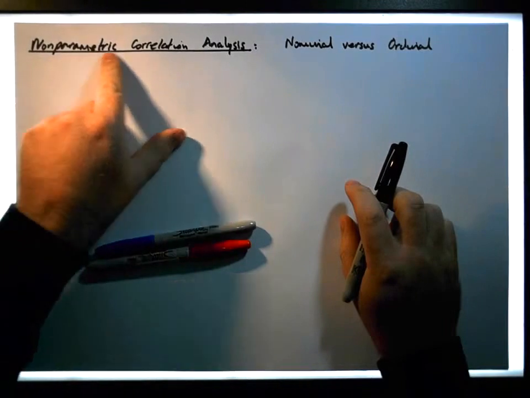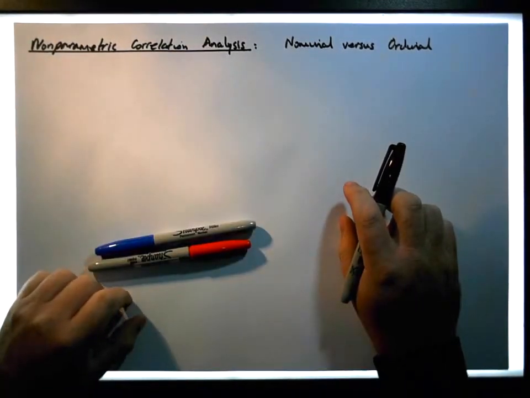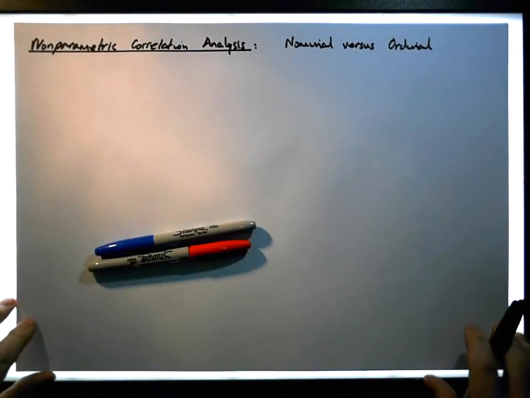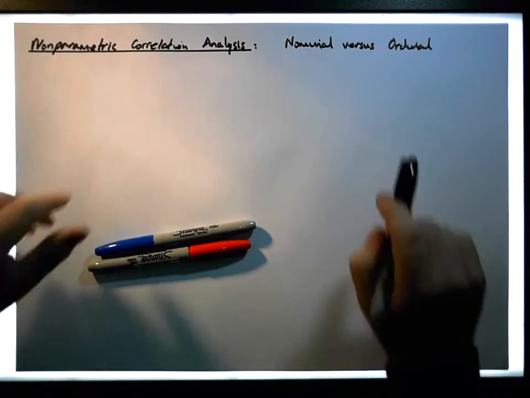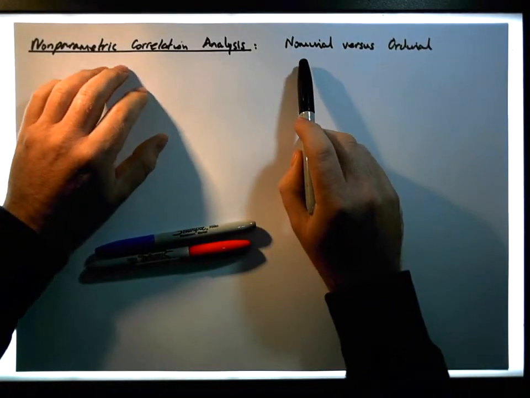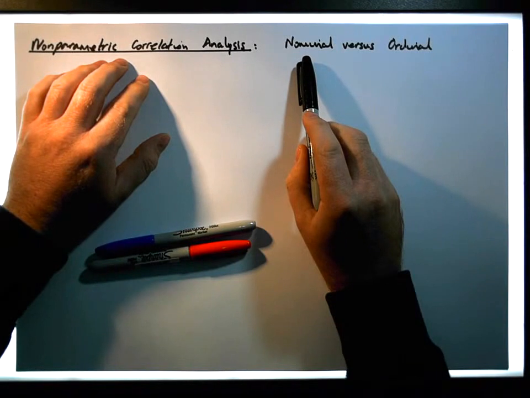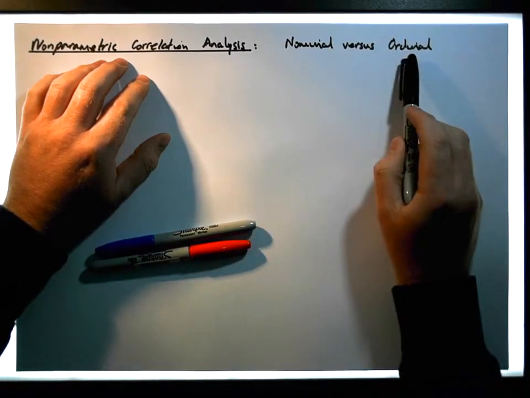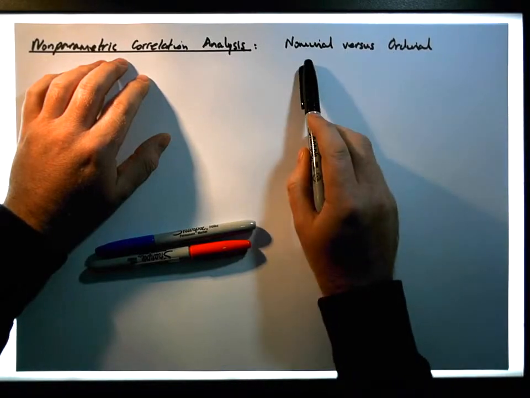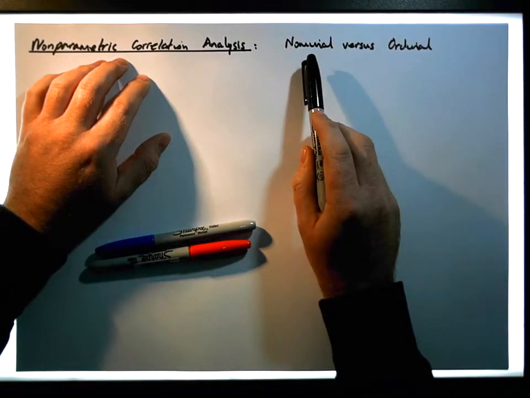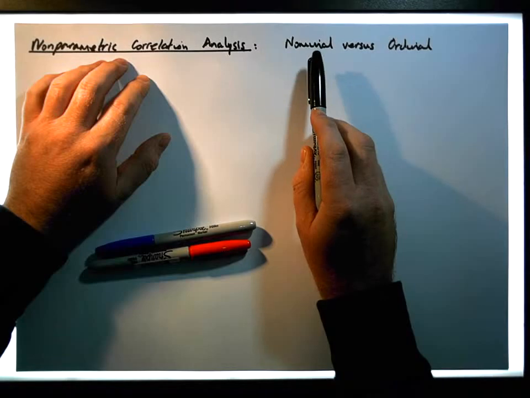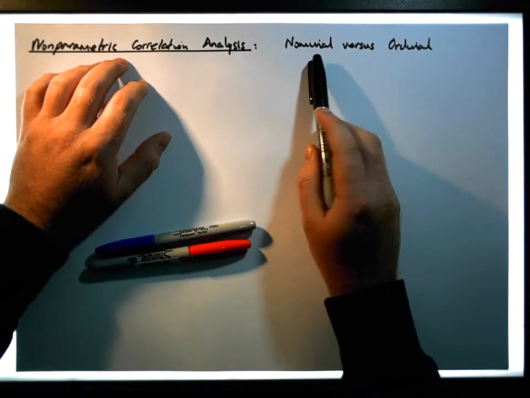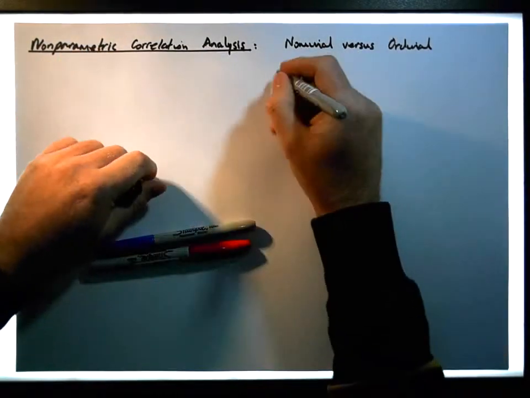Another video in our series of videos dealing with non-parametric correlation analysis. We're going to consider the case where we have two variables. The first is measured on a nominal scale of measurement, and the second is measured on an ordinal scale of measurement. But in this particular video, we're going to assume that the nominal variable has more than two levels of measurement associated with it. In other words, it is multichotomous.